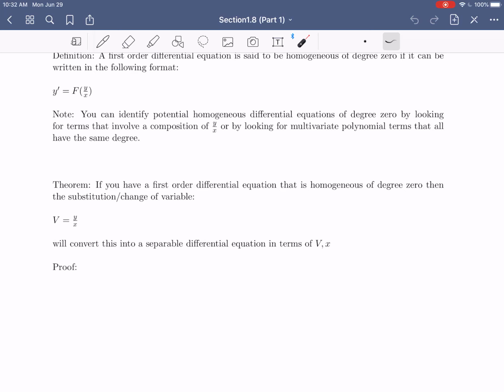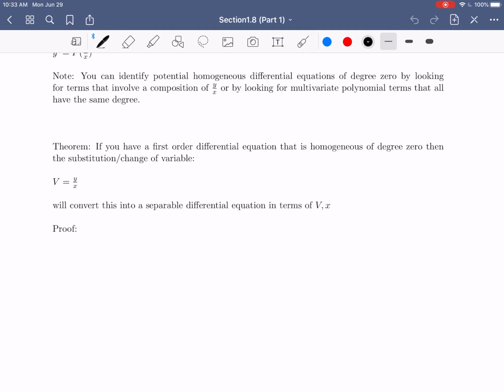So, this theorem says if you have a first-order differential equation that is homogeneous of degree 0, then the substitution, or if you prefer change of variable, which is the title your book uses, v equals y over x, will convert this into a separable differential equation in terms of v and x. So, what this is basically saying is if you have something that is in this format and you use this substitution, it will become separable, which is a format we are very comfortable with solving. So let's go ahead and prove this and see how this is going to work.